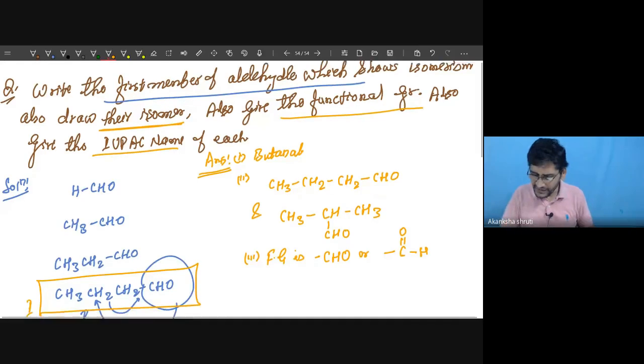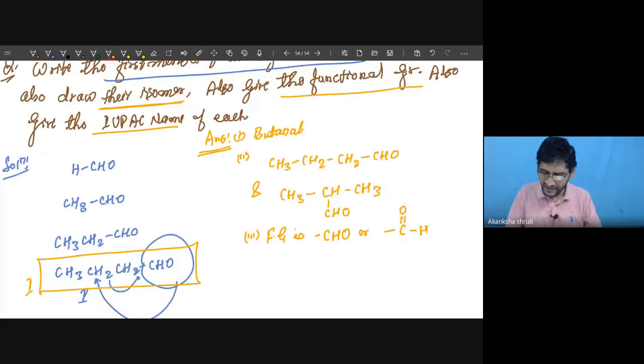Give their IUPAC name. I am writing the IUPAC name here itself. If IUPAC is asked, then you must keep in mind that you have to write the IUPAC names of both. Okay, students? So what will this be? 1, 2, 3, 4. So the IUPAC name will be simply butanal, because the carbon of the CHO is always counted as 1.